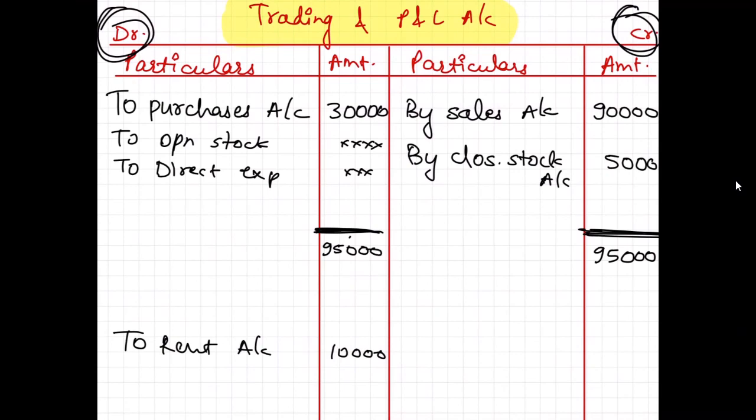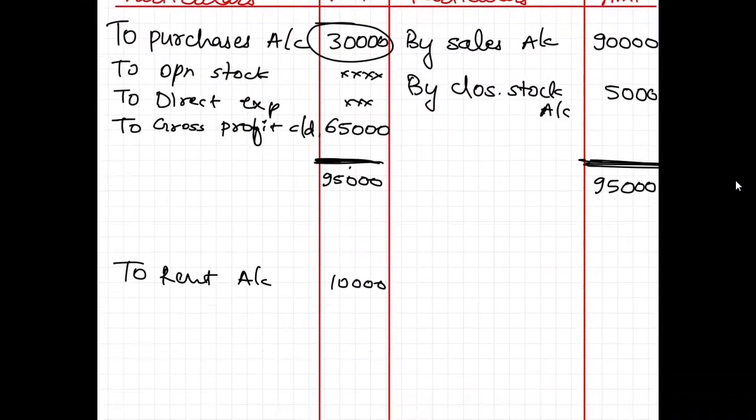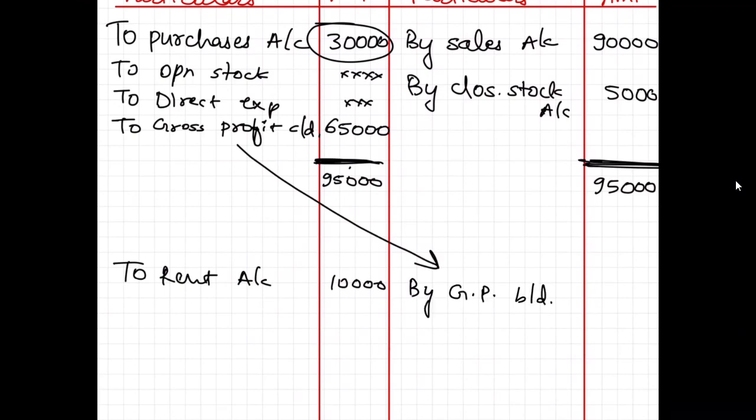Right now, what is there on the debit side? Only 30,000. So what is my gross profit? 95,000 minus 30,000, that is 65,000 is my gross profit, and it will be carried down. So I will write CD. In the P&L, this cross entry will be done by gross profit brought down 65,000. In the P&L, this gross profit will be brought down. Okay, just remember what I am doing. You have to do it.